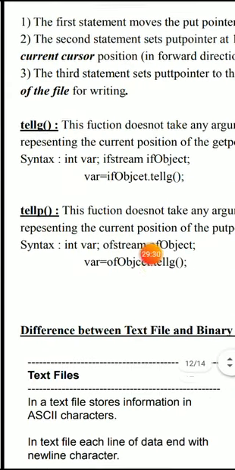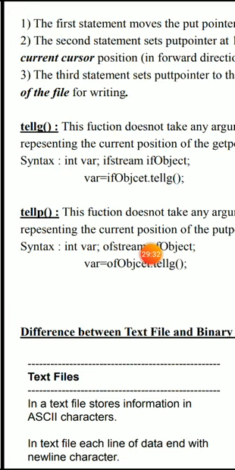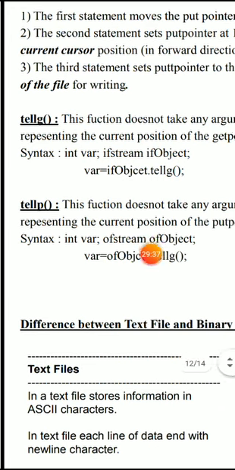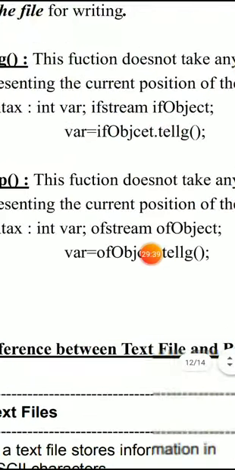So the next function is tellg. The tellg function will tell the position of a get pointer during reading operation. Its syntax is var = ifstream object.tellg(). The ifstream object is nothing but the input file stream object, and tellg will tell the position of the get pointer, where the get pointer is currently placed. So here we will get an integer value indicating the position of the get pointer, where exactly it is placed in the file during reading operation.